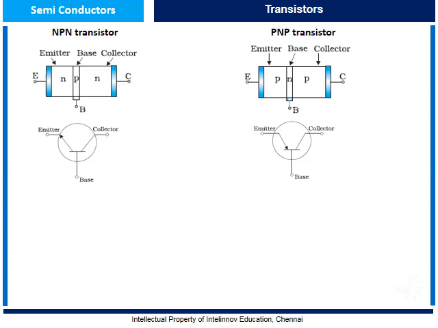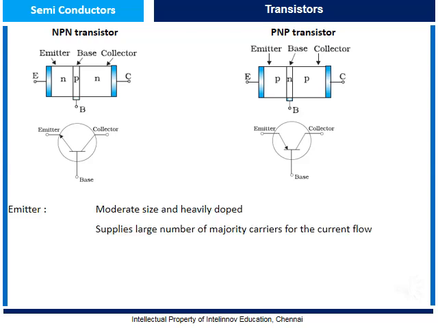A transistor is divided into three parts. One is the emitter, another one base, and another one is collector. What is an emitter? Emitter supplies large number of majority carriers for the current flow, and it is moderate in size and heavily doped. However, base is thin and lightly doped.